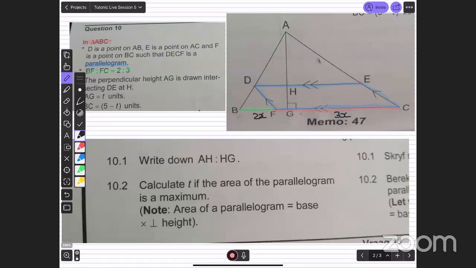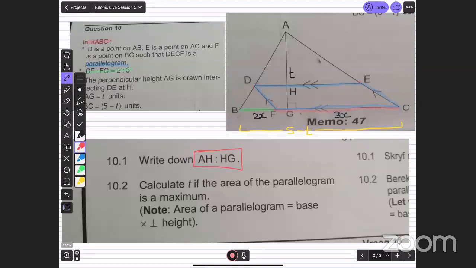And then they say the perpendicular height AG is drawn here. You can see it as AG, it's the perpendicular height. AG is t, so we could maybe write there t. So it's always important to fill in the information. And BC is 5 minus t. So 5 minus t is this distance here. And now they're asking you to write down the ratio AH over HG.